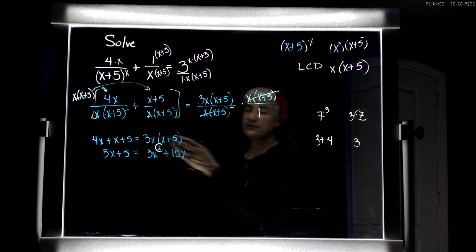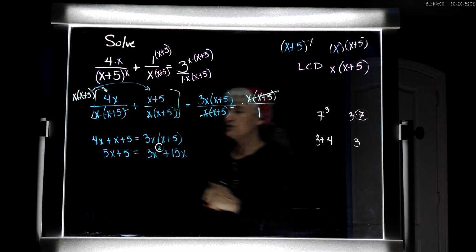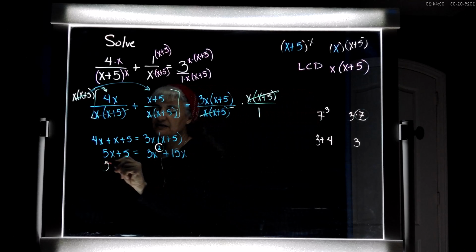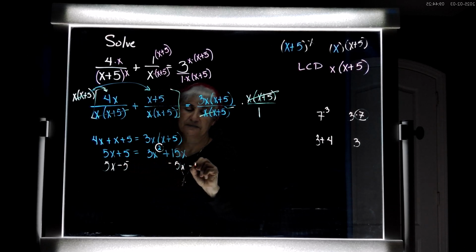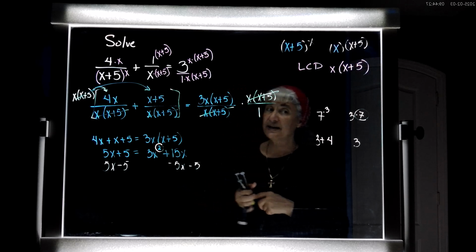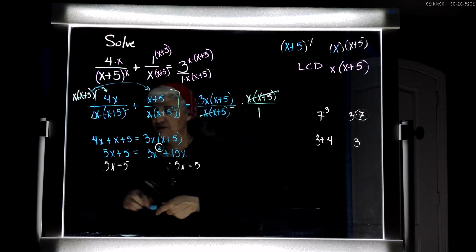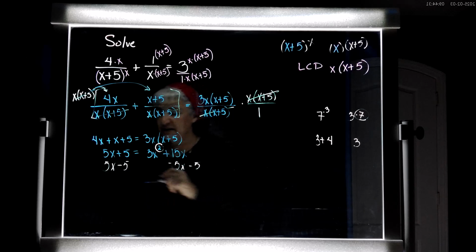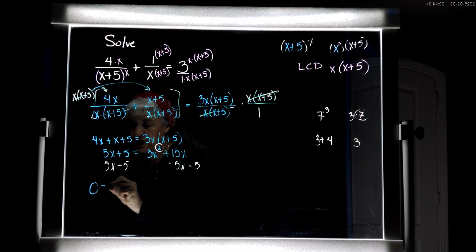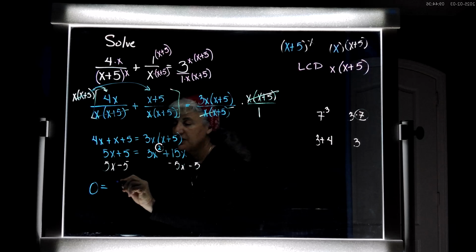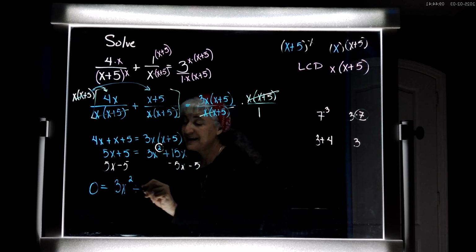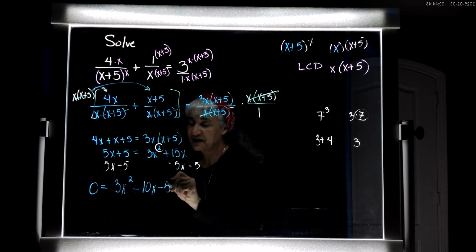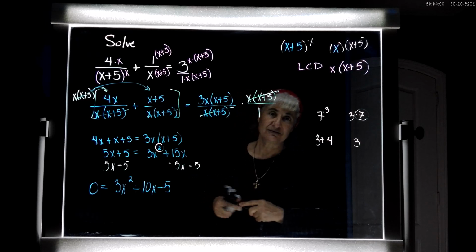So I'm going to bring everything from the left to the right, which means I'm going to subtract the 5x, and I'm going to subtract the 5 from both sides. And when I do that, on the left side, we end up with 0. On the right side, you still have 3x squared plus 10x minus 5. And now, it's your choice.